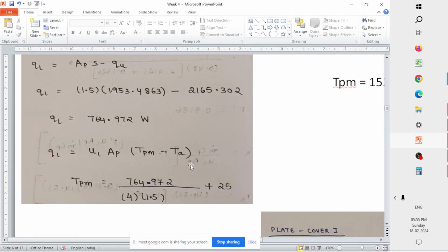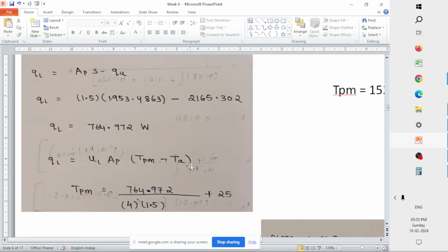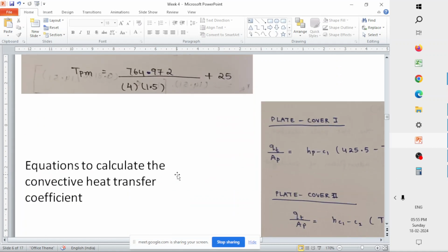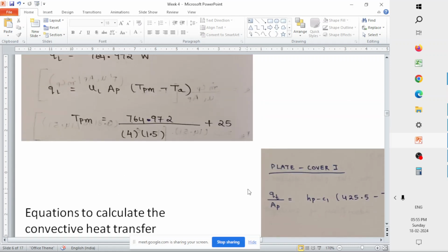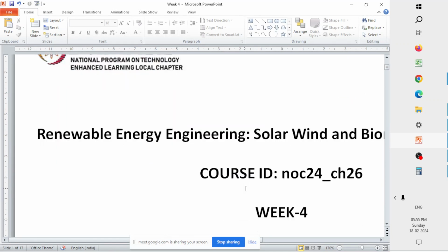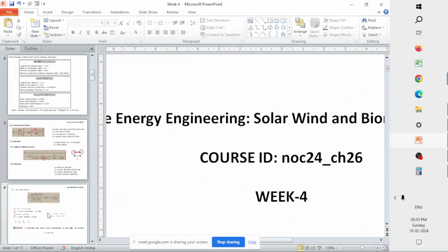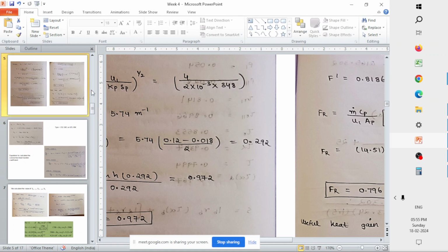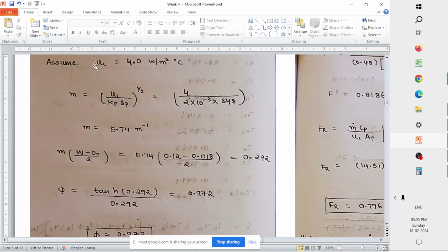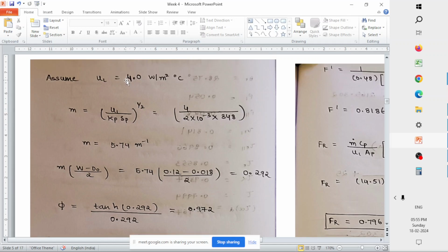Now we know the mean plate temperature, and the amount of energy that is absorbed by your absorber plate. We have to actually calculate the heat transfer coefficient. So here we will be specifically focusing on how to calculate the heat transfer coefficient. The main reason why this is being done is, here we have assumed our value of U as 4, but there is no basis for this assumption. We do not really know whether this assumption is right or wrong. We have just assumed the UL as 4.